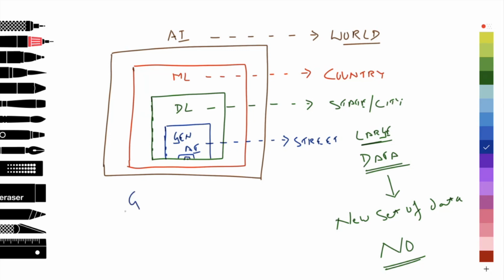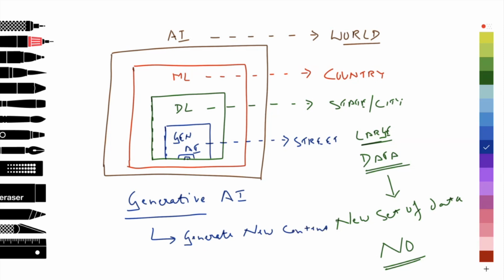So now generative AI. Generative, this word is automatically giving us the definition of generative AI. Generative AI means generating new content. That content can be text. That content can be an image. It can be a video. It can be audio, or it can be anything. Whatever you can generate with data, you can generate using generative AI.